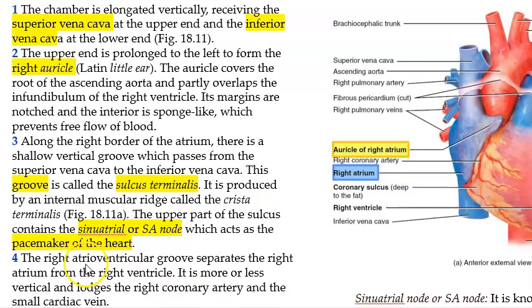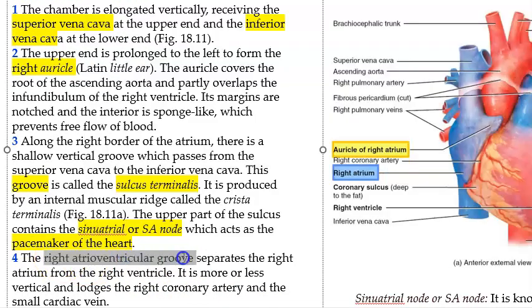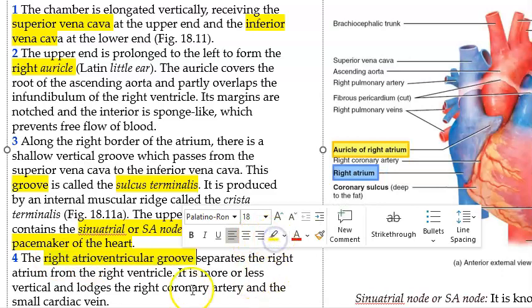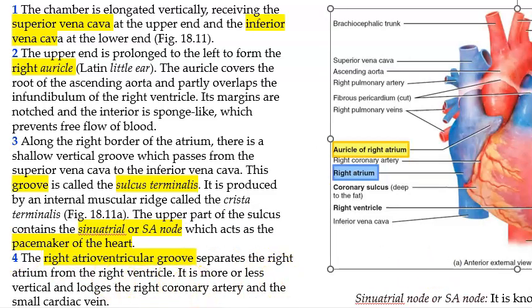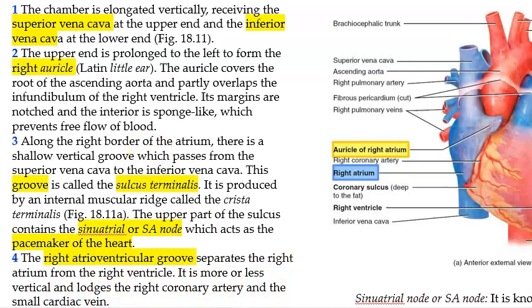Now we'll go to the last point in the external features. That is the right atrioventricular groove that separates the right atrium from the right ventricle. This is also something that you see here, a groove. I'm thinking this is that groove between atrium and ventricle. So the right atrioventricular groove separates the right atrium from the right ventricle. This is almost vertical, they are saying.